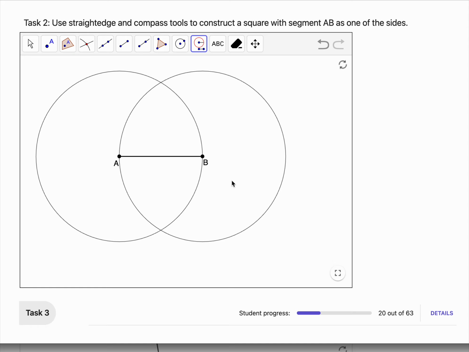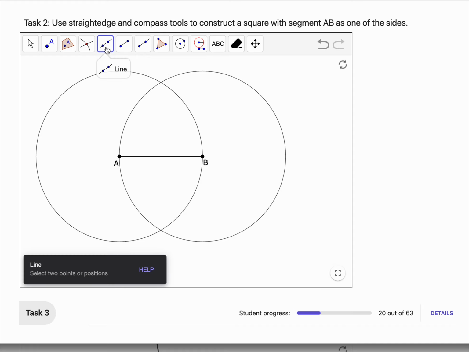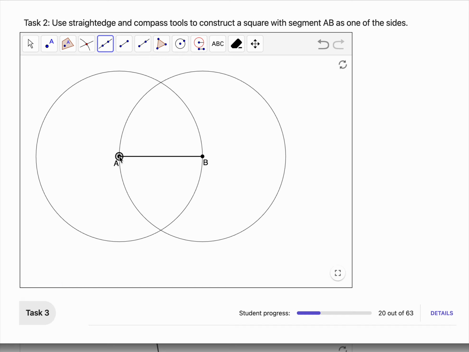How am I going to get there? Well, we know that we can make a perpendicular bisector, right? And we can hit targets with lines and make them perpendicular to another line. So let's give ourselves a line here.